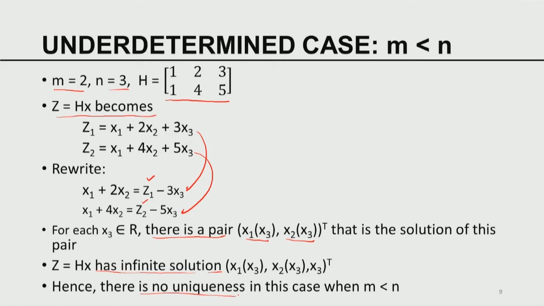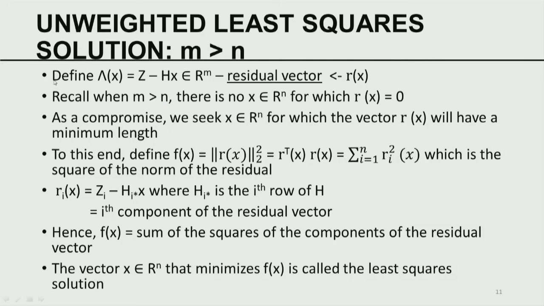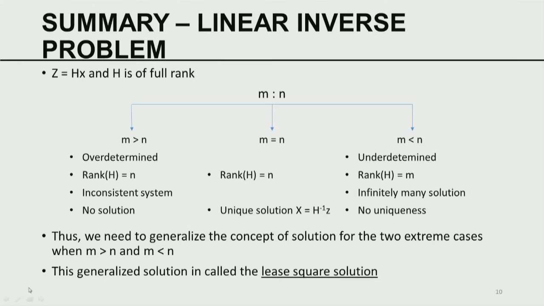Inverse problems are generally harder. That is why in training in colleges, we generally learn to solve forward problems, because forward problems are a lot easier to solve. Once you learn how to solve forward problems, using the knowledge gained in solving the forward problem, we can hope to solve inverse problems efficiently. Now the summary of the linear inverse problems: z is equal to h of x, where h is a matrix of full rank.